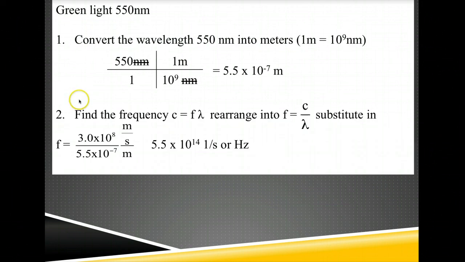So what we do then is we find the frequency of the light using this equation, and we rearrange it to solve for frequency. So we divide both sides by lambda. So you're going to get the equation f is equal to c over lambda. And then we're just going to simply substitute in a value for c and a value for wavelength. Well, if you remember, c is a constant. We get that off of our reference sheet. So that's 3.0 times 10 to the 8th meters per second. Then we substitute in for lambda the wavelength, which we converted here. So 5.5 times 10 to the negative 7th meters.